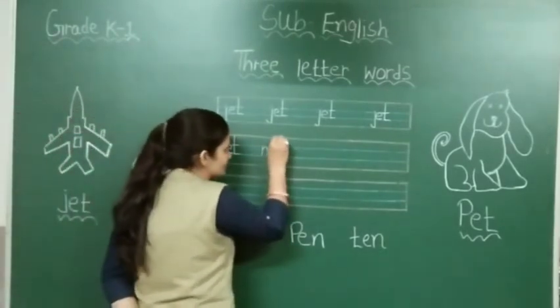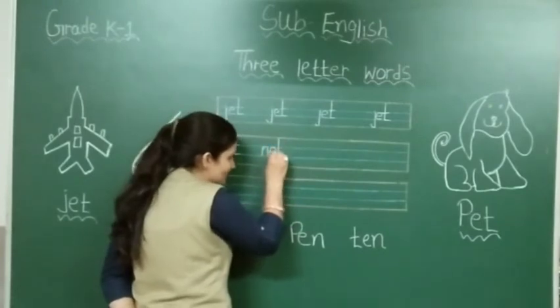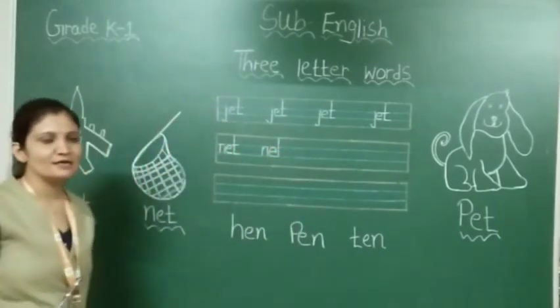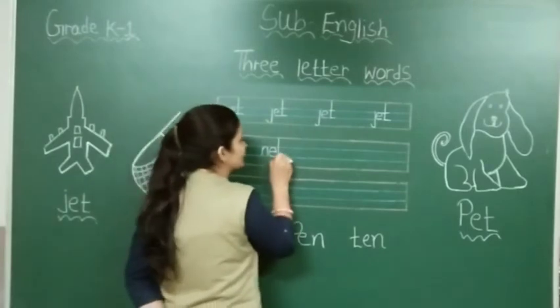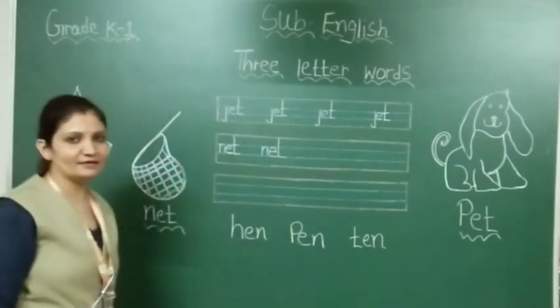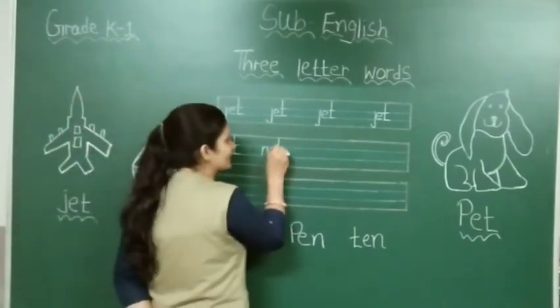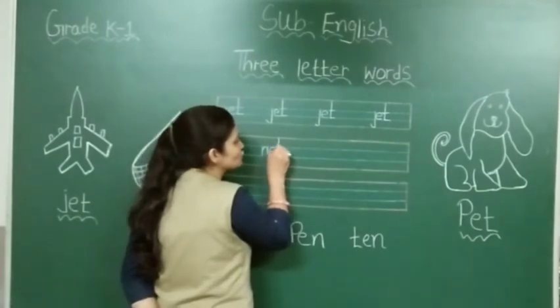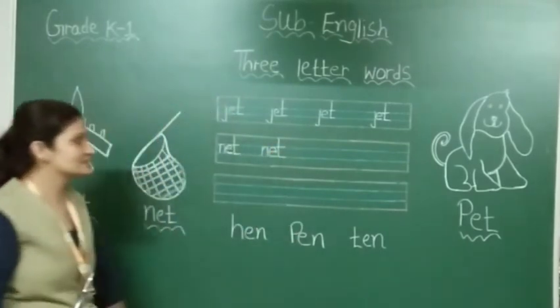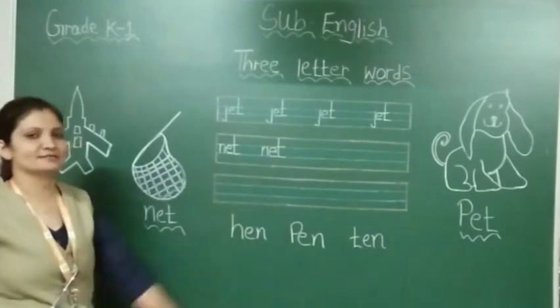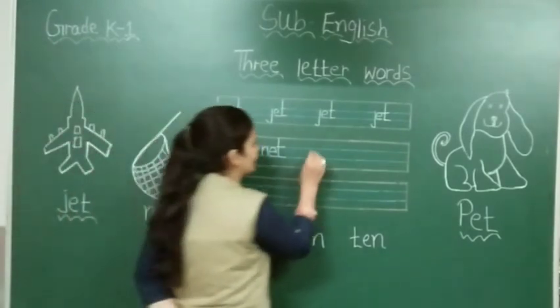N-e-t. How to write T? First make a standing line like this. And then one slipping line like this, and then a second slipping line here. We have to make two slipping lines in T. This is called T. N-e-t, net.